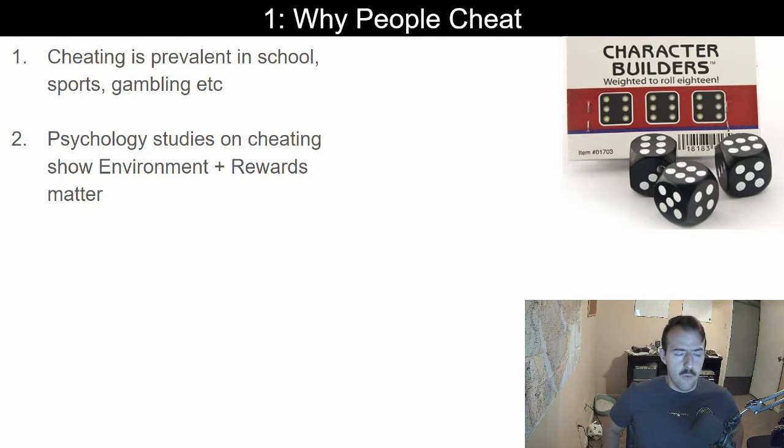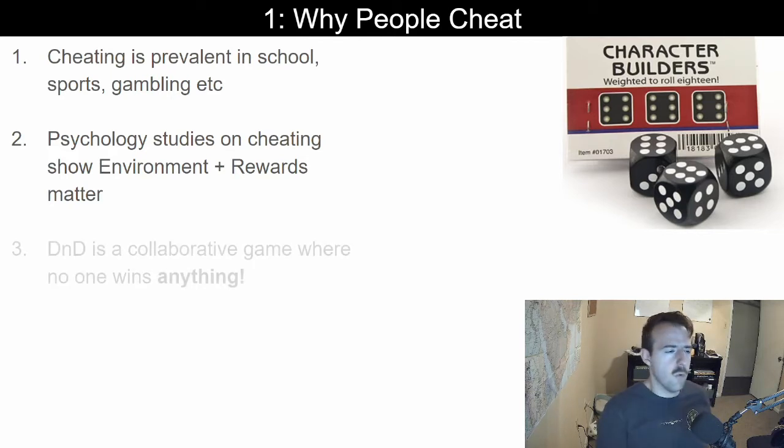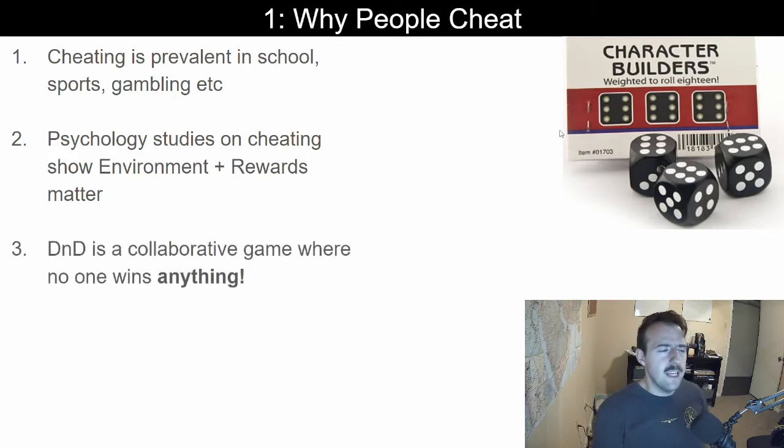And people cheat for certain reasons, right? If there's no rewards and a lot of punishments, people won't do it. So we also have to look at this issue holistically to look at how we can change the environments and the rewards. So D&D is a collaborative storytelling game where no one wins anything. So it seems kind of odd that anyone would cheat in D&D because there's no money, no prizes, no nothing. So why is it that people actually do cheat in D&D? Because we know they do.